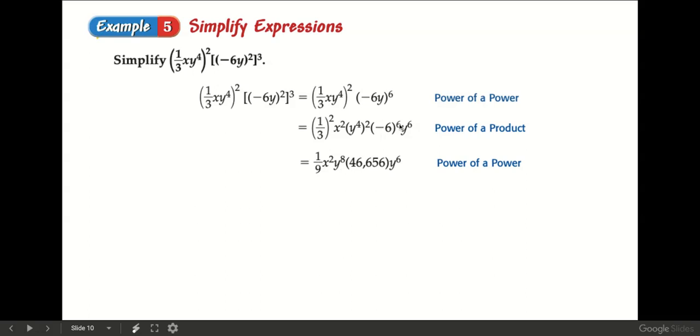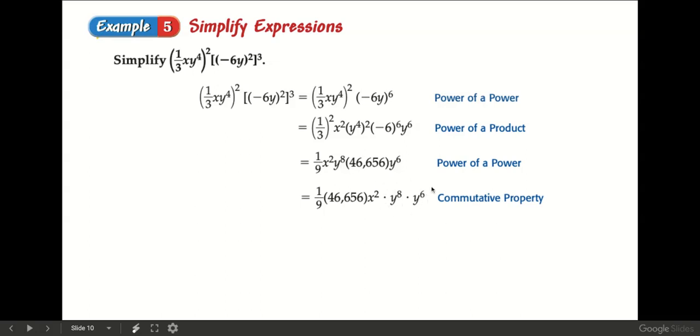The negative 6 to the sixth power, you're probably going to have to get a calculator for that. That's going to give me positive 46,656, because I'm doing negative 6 times negative 6 times negative 6 times negative 6 times negative 6 times negative 6. Whew, that's a mouthful. And then y to the sixth power. And then again, I'm going to rewrite this in a more simplified way: 1/9 times the number 46,656, and then I have x squared, and then y to the eighth, y to the sixth.